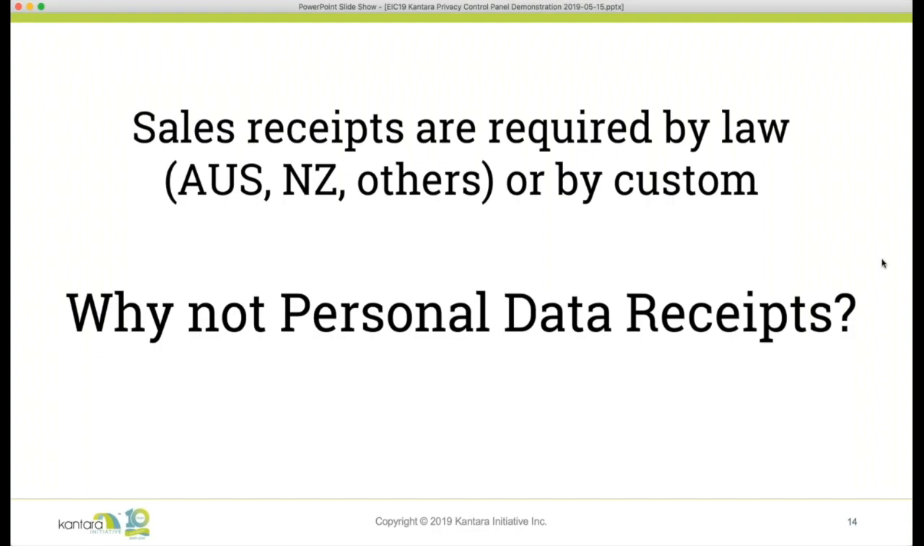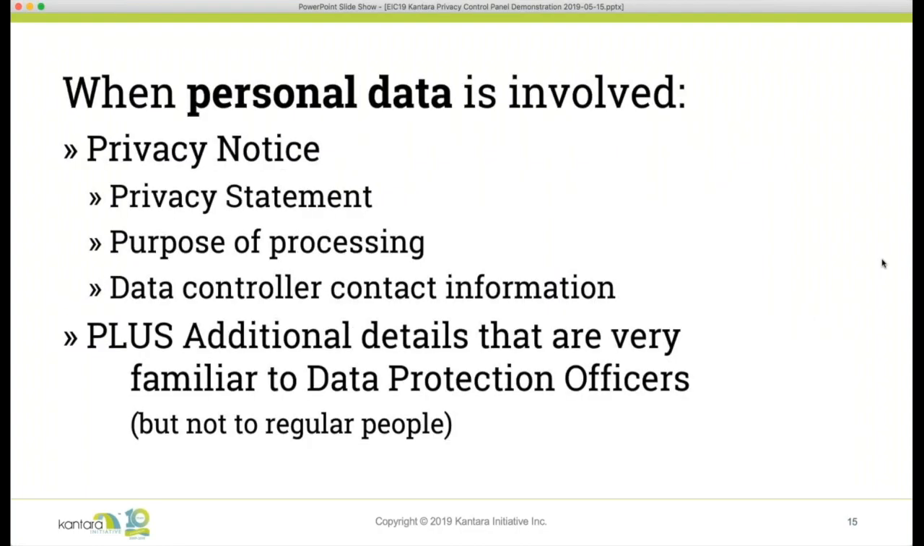So here's the kicker. We all know about sales receipts because they're required by law in some places, or you just expect them for all the reasons you would want a sales receipt. But why on earth aren't we getting personal data receipts? Like, what if there's personal data in the mix? Why don't we get a receipt? So when personal data is involved, as we all know, there are additional obligations, requirements, and notice and transparency elements and accountability elements that get into the mix.